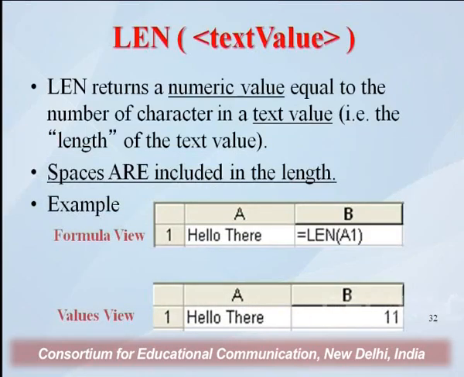The LEN function returns a numeric value. It will return the number of characters present in the text value, that is the total length of the string. In this case spaces are also included. One must always remember that in a computer, space is always a character. So, when you calculate the length of the string "hello there", it will count the space bar also. Therefore, the length of the string comes out to be 11, because you have 5 characters in the first word, 5 characters in the second word, and 1 character is the space. So, it comes to 11.